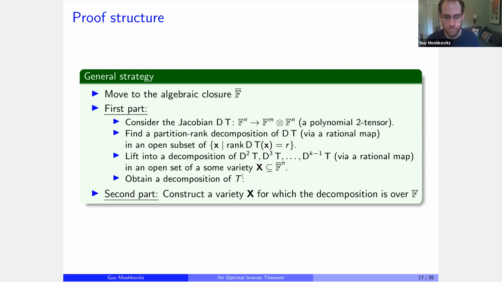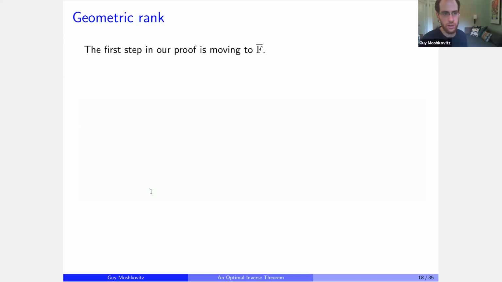And there comes the second part of the proof. So what we're going to show is that we're going to construct a particular variety X for which we can guarantee that the partition rank decomposition we found in the first part is actually over the base field. Okay, so that requires a particular choice of X that wins. So it's a particular variety that we construct. Okay, so these are the two main parts. The first part is an upper bound on the partition rank. The second part is a lower bound on the analytic rank, and they're going to match. Okay, so that's the very general strategy.